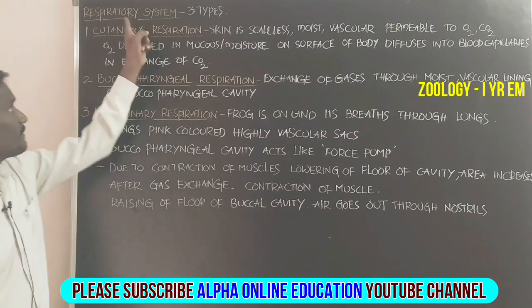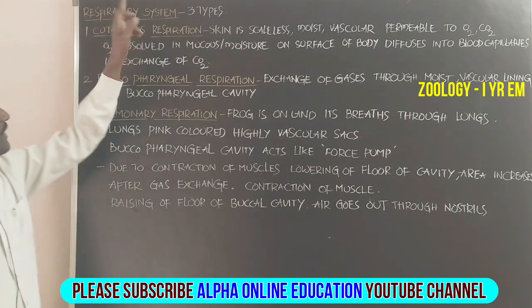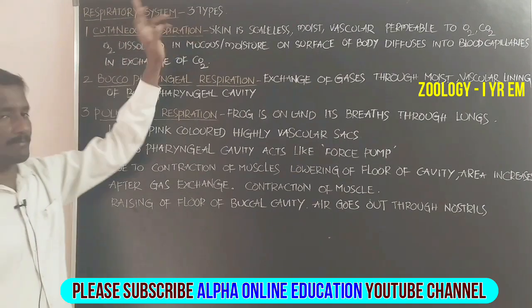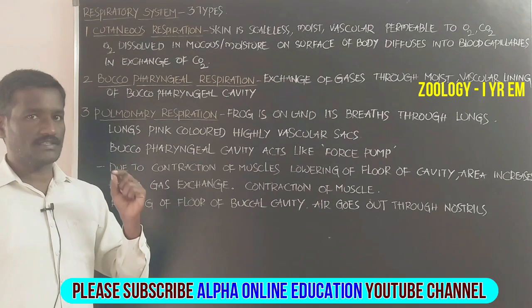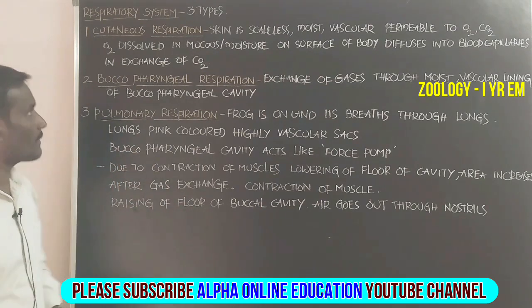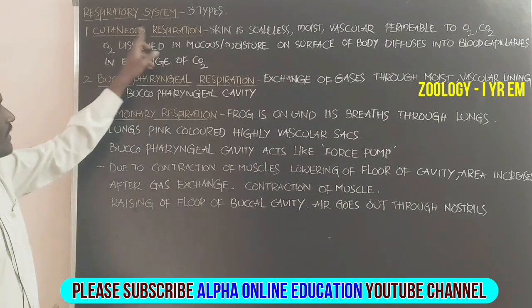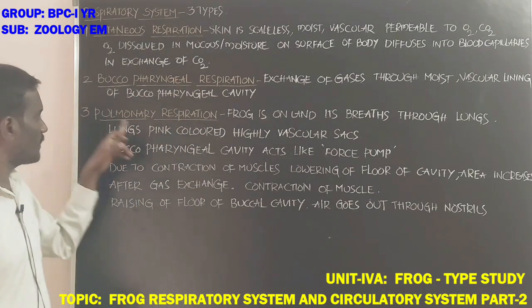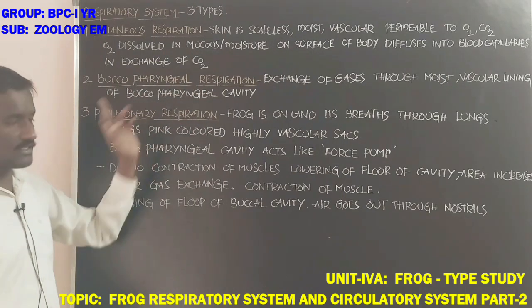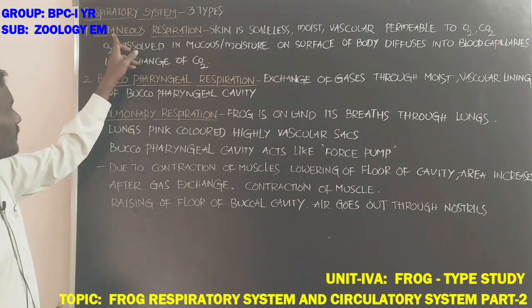Students, respiratory system in frog. Frog respiratory system is of three types. Three types of respiration are present in the frog. One is cutaneous respiration. Second one is buccopharyngeal respiration. Third one is pulmonary respiration.